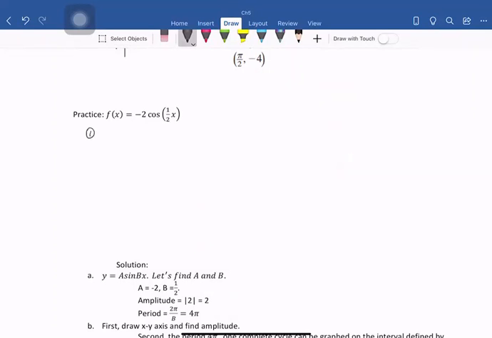First, what is the A? A is -2. What is B? B is 1/2. And the amplitude equals the absolute value of A, that's 2. And the period equals 2 pi over B. That's 4 pi. And then we need to plot the points.